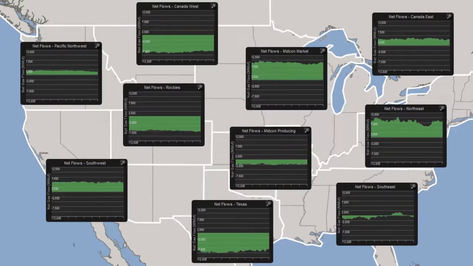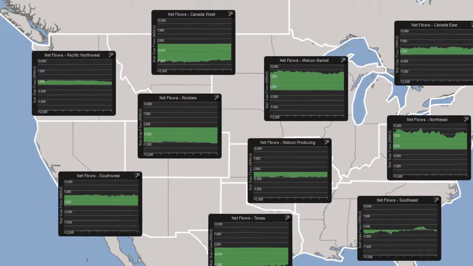So out of that 8 BCF that fell out of the market from a demand perspective, around 3 of it came out of inflows into the Northeast market.